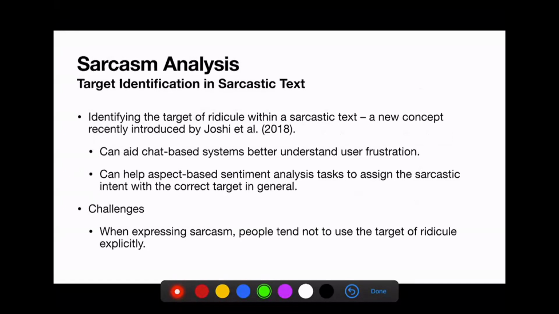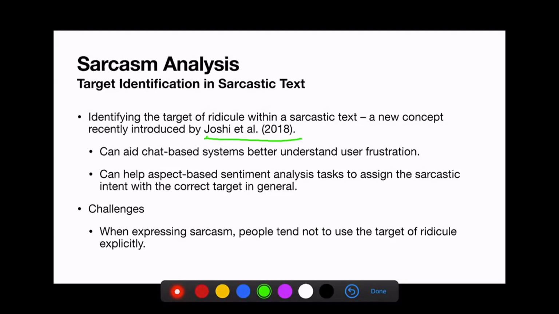Okay, now target identification in sarcastic text. This is a new task developed by Aditya Joshi, when he was a PhD student at IIT Bombay with Pushpak Bhattacharyya. They brought up this new task. It is important in sarcasm to know who the target of the sarcasm is, on whom we are expressing the sarcasm. This is important for chat-based systems or aspect-based sentiment analysis tasks, to assign the sarcastic intent to the correct target. Otherwise, you will mention anyone's name.